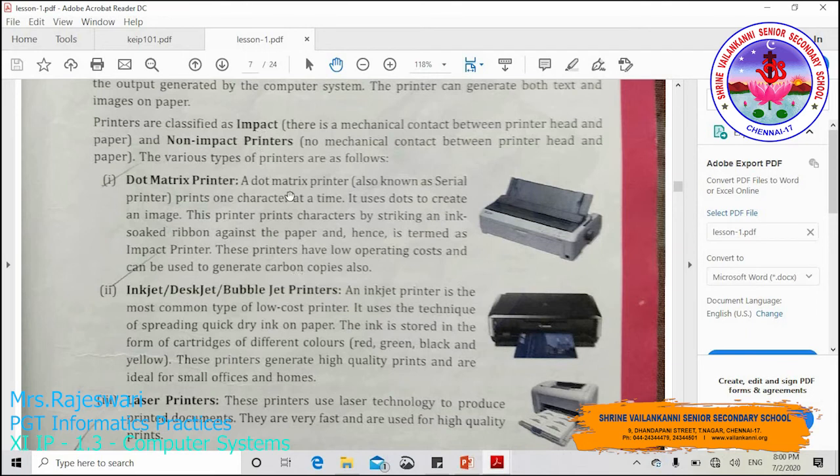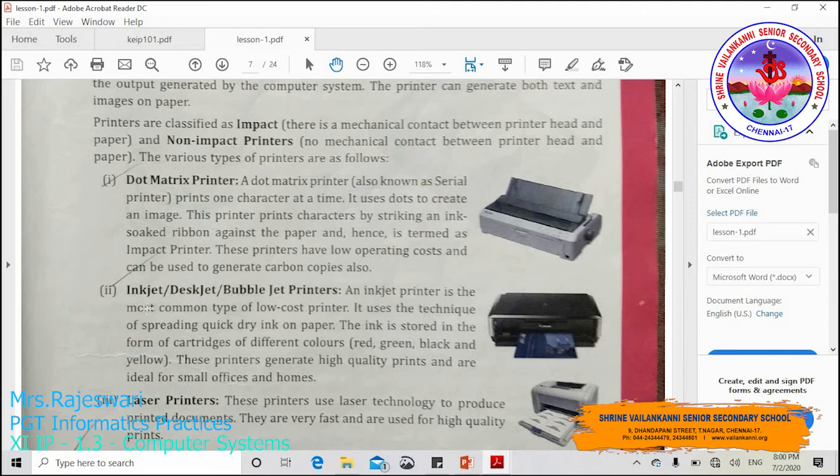If you look at this dot matrix printer, it comes under the impact printer. There will be a mechanical contact between the printer head and the paper, as I have told you, and it uses dots to create an image. Each and every character gets printed by striking an ink soaked ribbon against the paper. So that's why it is called an impact printer.